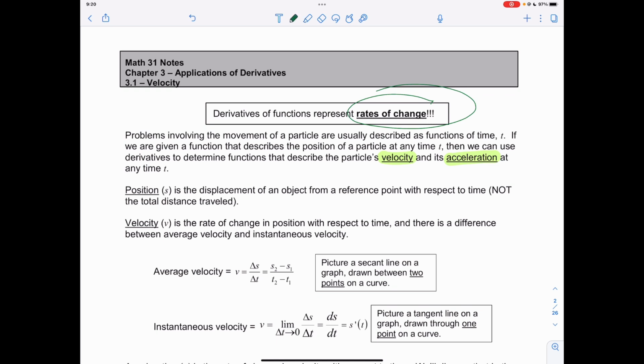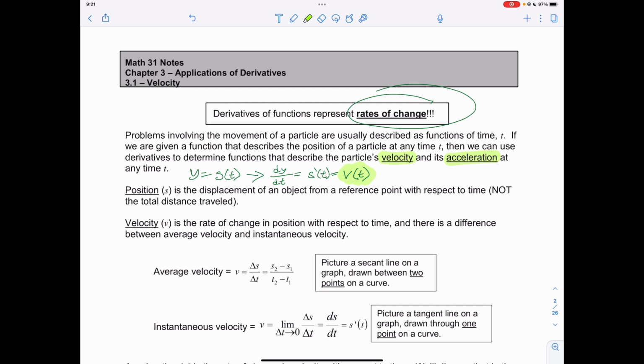So we can say that if y is equal to s of t, the displacement and the time, then dy over dt, or the derivative, is going to equal s prime of t, which is just the velocity given a time. There's our velocity.